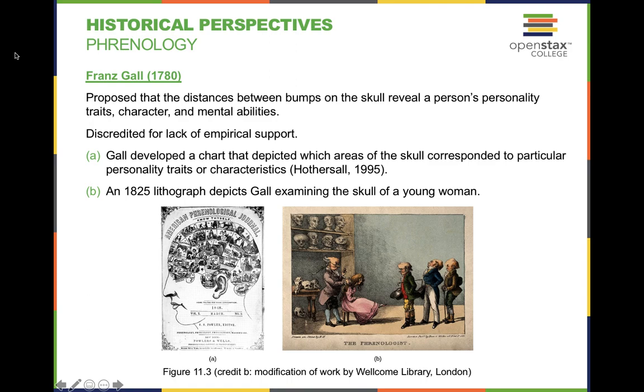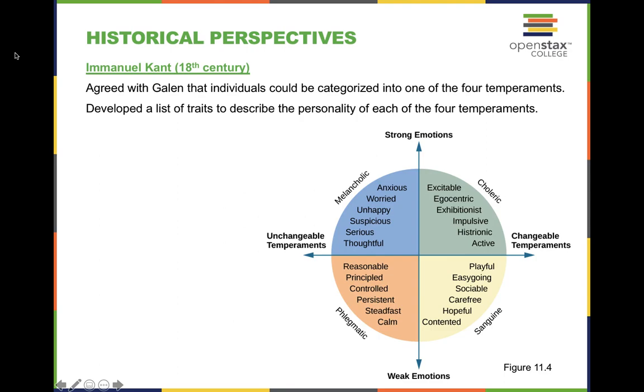as mental abilities. Over time, he was discredited for a lack of empirical support because, as we know now, you can't just measure the distances between the bumps on your skull and examine one's personality adequately. But it didn't stop him from trying to do so and being relatively successful early on with this particular quote-unquote field of study. Now, another historical perspective includes Immanuel Kant in the 17th century.